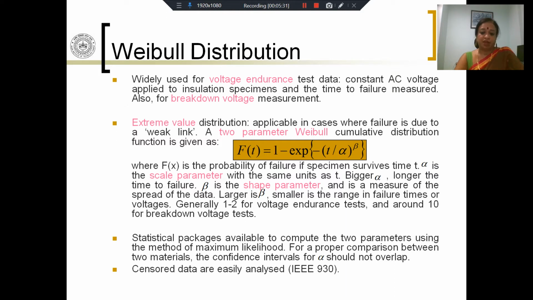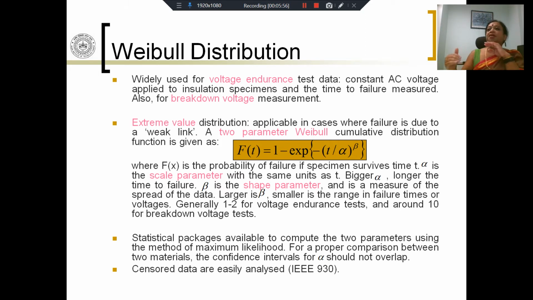It can be done. For a proper comparison between two materials, you should have an overlap between the confidence intervals, because it is not just the value of alpha or the value of beta that is important. It is what confidence you have in a value lying between a certain range. So it is the comparison of the confidence intervals that we are interested in.